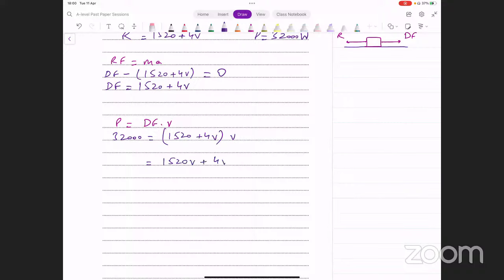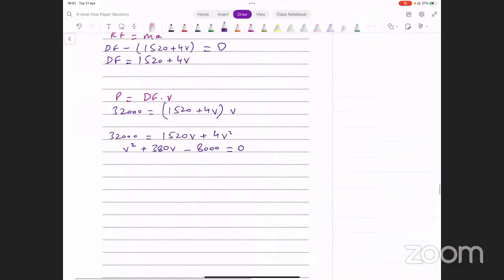1520v plus 4v square equals 32,000. We could simplify this, I think. Yeah, so it becomes, 4 से डिवाइड कर लें पूरी इक्वेशन को. हमारे पास आ जाएगा v square plus 1520 over 4, that is 380v. 32,000 divided by 4, that's 8,000. This is the equation that we have.